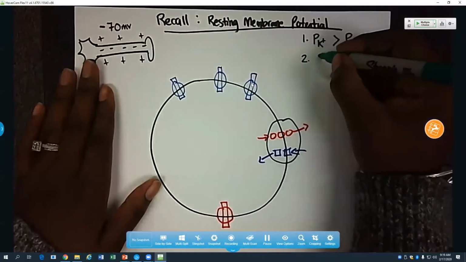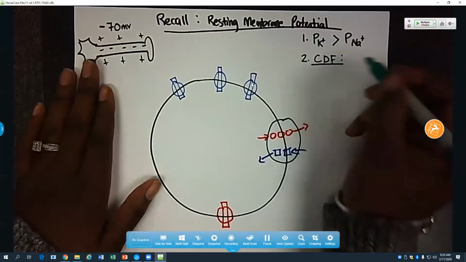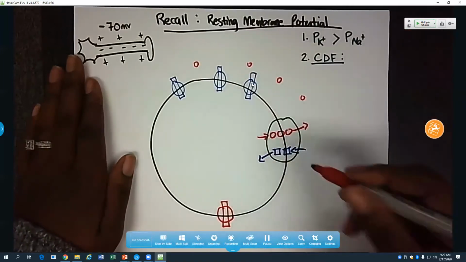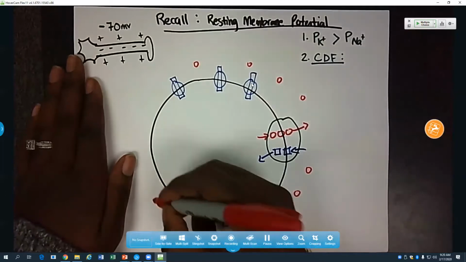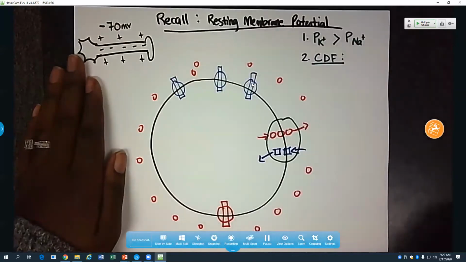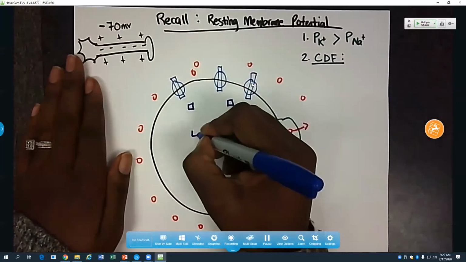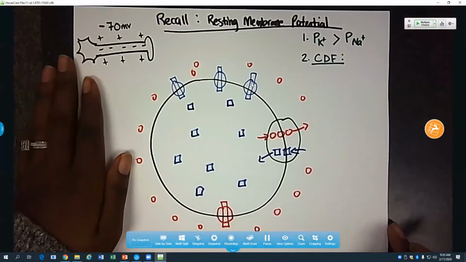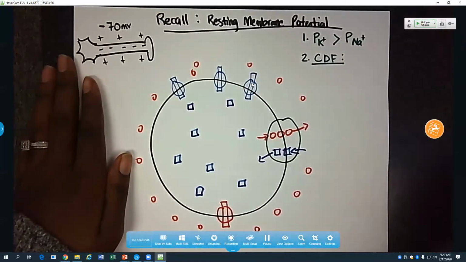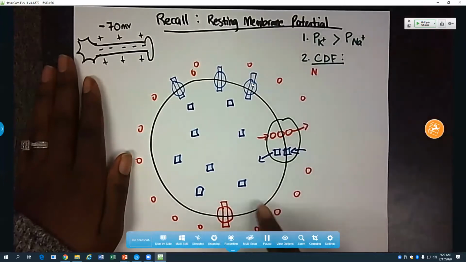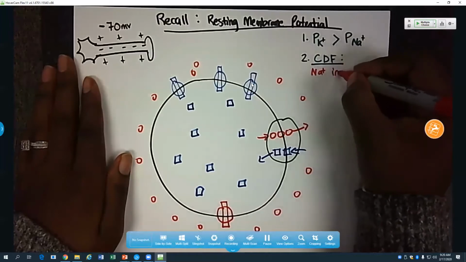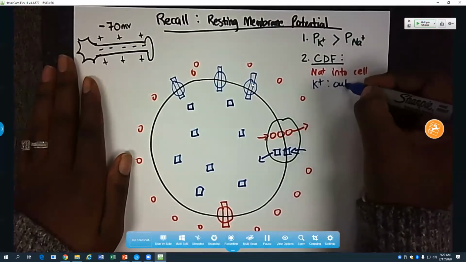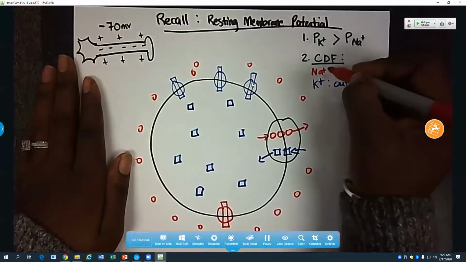The second thing we want to start by looking at is the chemical driving force. And we said that because there's a high concentration of sodium outside the cell, because of the sodium-potassium pump pumping the sodium out, and a high concentration of potassium inside the cell, again caused by that sodium-potassium pump, we have the concentration driving force such that sodium wants to move into the cell, according to its concentration gradient, and potassium wants to move out of the cell, also according to its concentration gradient.